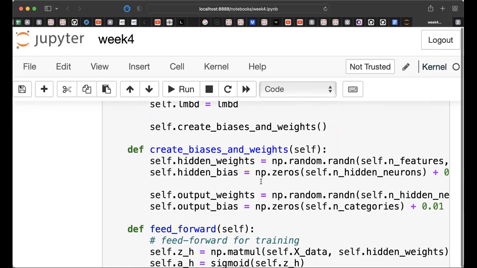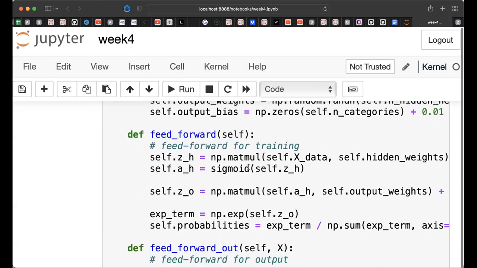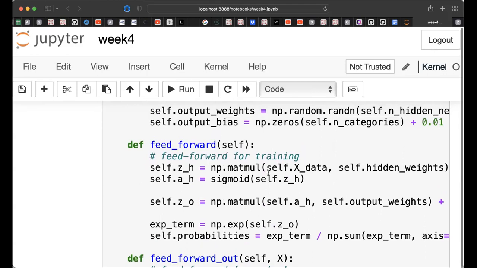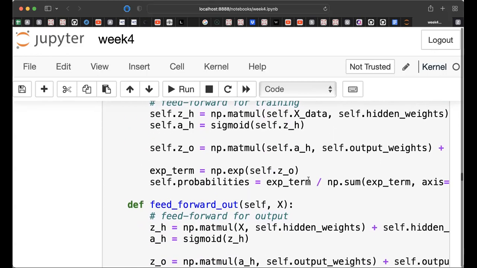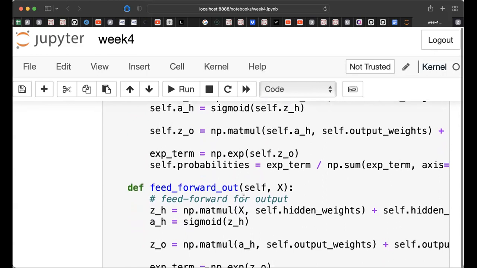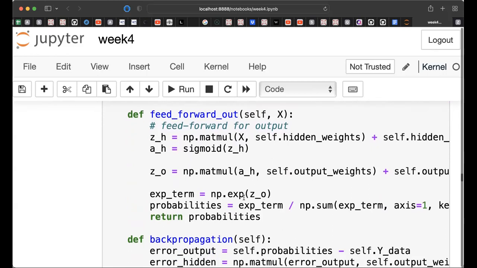So we create the biases and weights. We have the feed-forward stage, the feed-forward output. So this would be the feed-forward hidden layer, which you have here. If you look at the structure here, you can add more hidden layers to this. This is our output layer. And in our output layer, we have explicitly coded the softmax function. This is something you can make more flexible by adding other types of outputs.